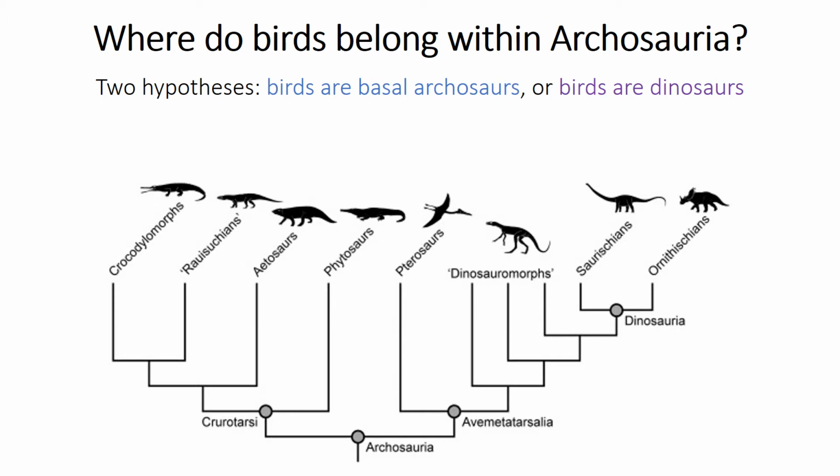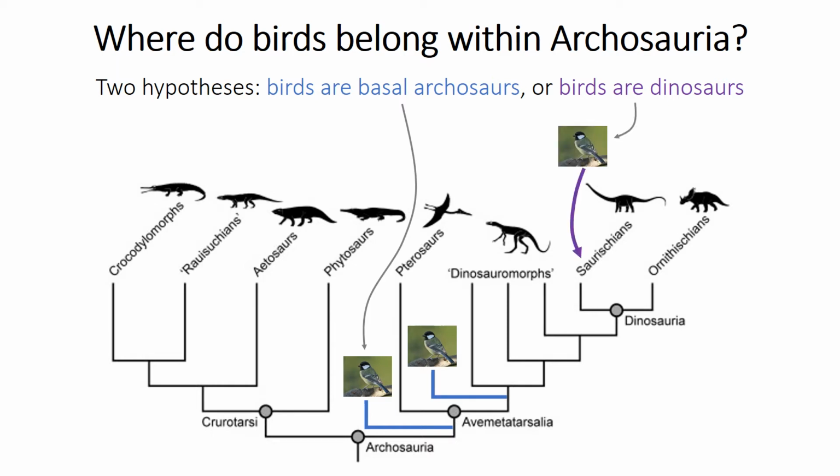Well, we'll look at two different ideas, although I'm going to note up front that one of these hypotheses is very widely accepted, and the other hypothesis is promoted by just a few people. So one hypothesis proposes that birds are related to various archosaurs that might have branched off the evolutionary tree pretty early or pretty near the base of Archosauria. The other hypothesis proposes that birds are dinosaurs, just a group of dinosaurs that survived until today.